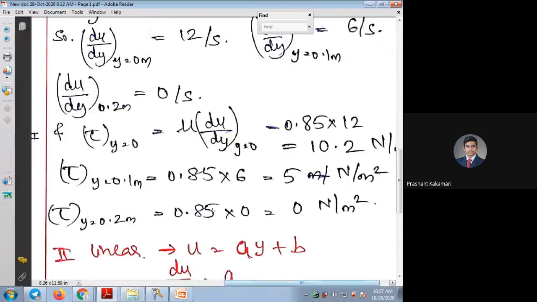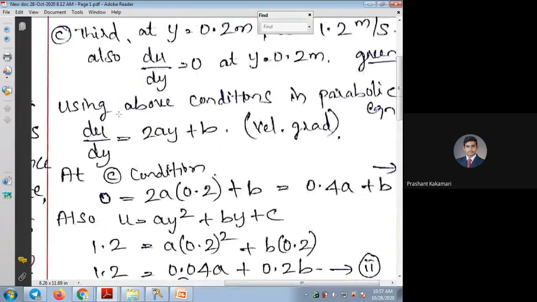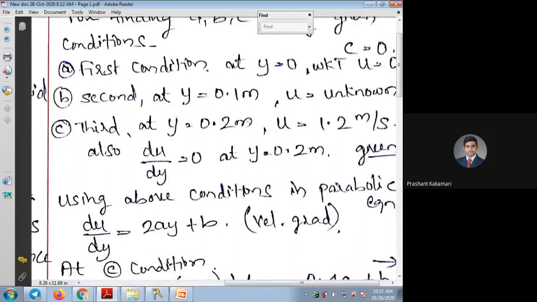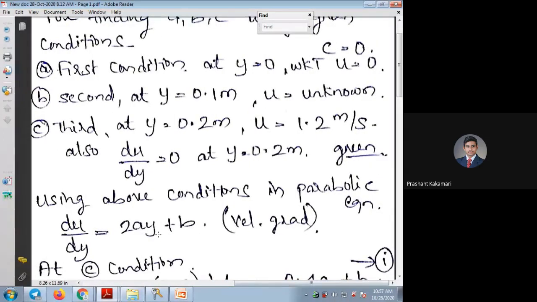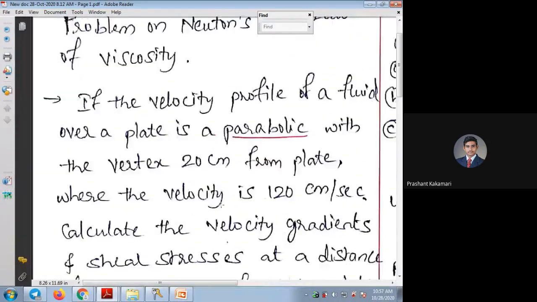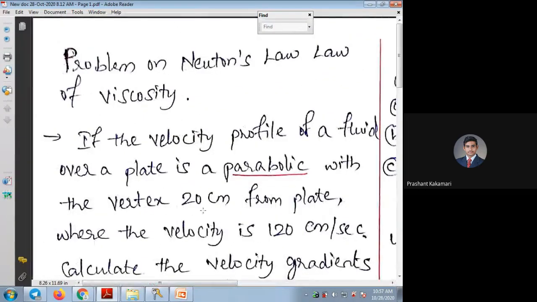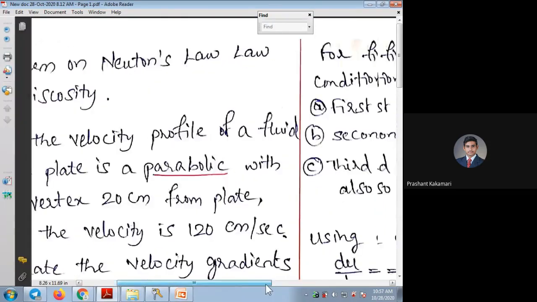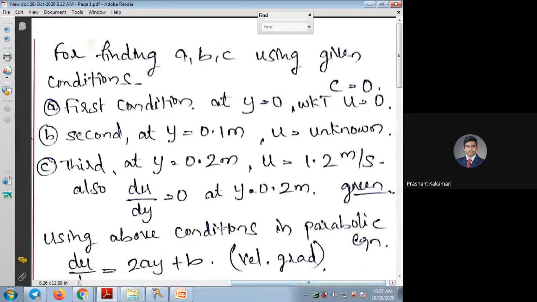So that you can consider, at that point, third condition: at maximum distance 0.2 meters and maximum velocity 1.2 meter per second at the vertex of the parabola, because in the problem itself we have mentioned it's the vertex. It's the vertex of the parabola at 20 centimeters, which means that's the maximum point of velocity. So at that point we have to consider du by dy as 0. Please note down this point. This is very important for considering the velocity gradient as 0. Even by steps also we can prove that du by dy is 0.